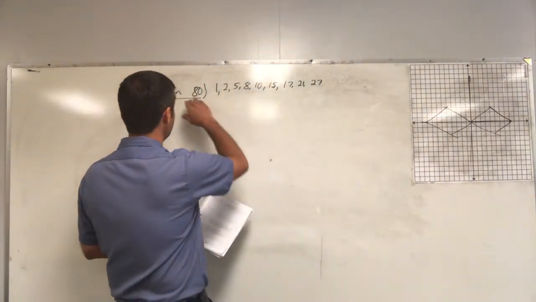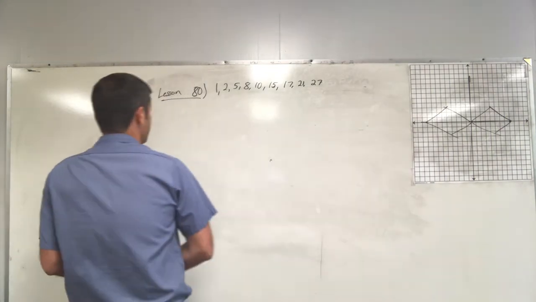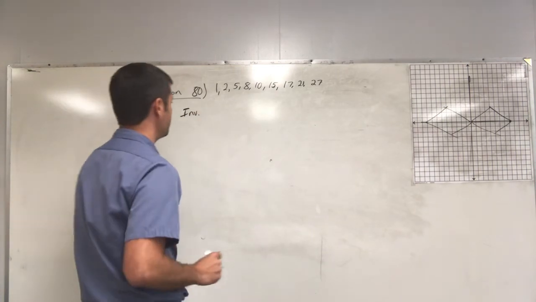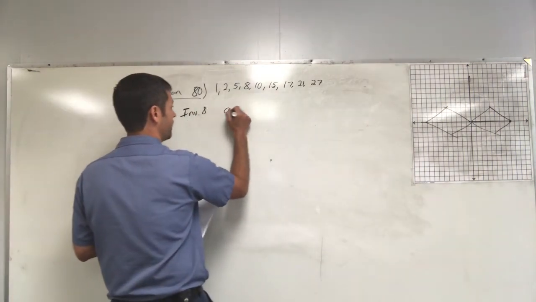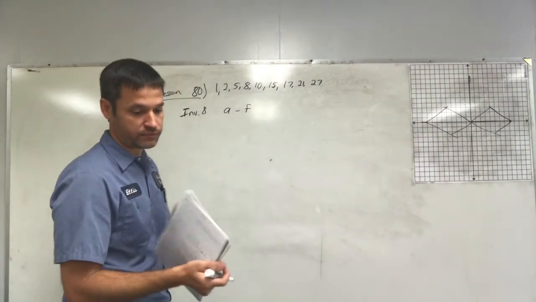This is your homework. Do this. Investigation 8, lesson 80, and investigation 8. Have that done by Monday. Investigation 8, again, is A through F, all of them, but we already did E together.